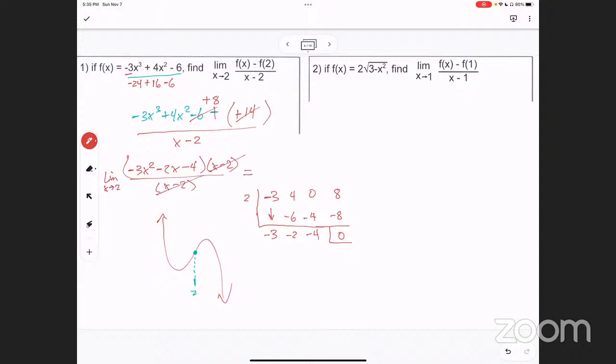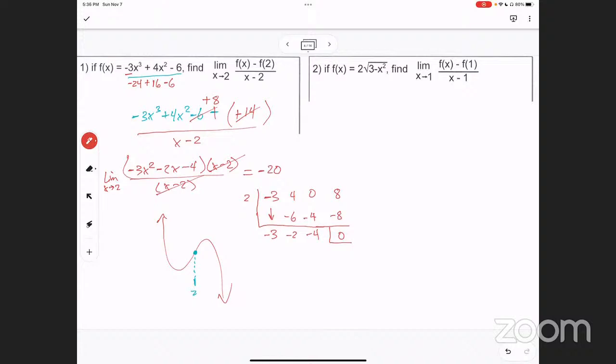So what is the limit as x goes to 2 of this mess? As x goes to 2, now I can plug 2 in, right? 2 squared is 4. That's -12. Plus a -4 is a -16. Minus 4 is -20. -20.